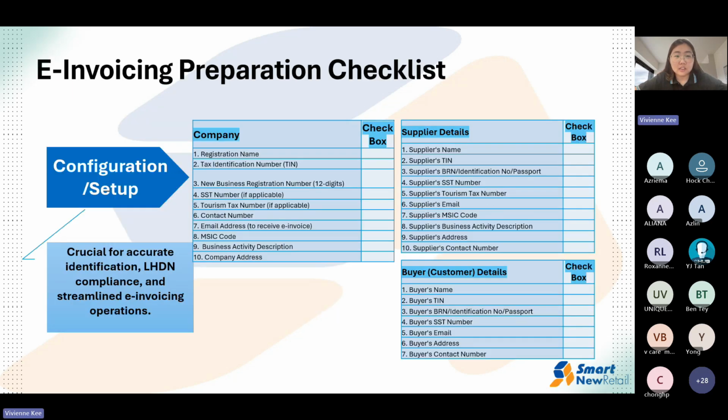Next. Okay, for your preparation, the e-invoice requires 55 fields in every invoice. So before we issue the invoice, we have to prepare your own company, your supplier, and your buyer as well. You need to get the info from your buyer or your customer.